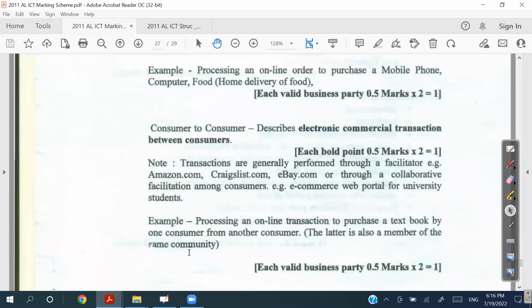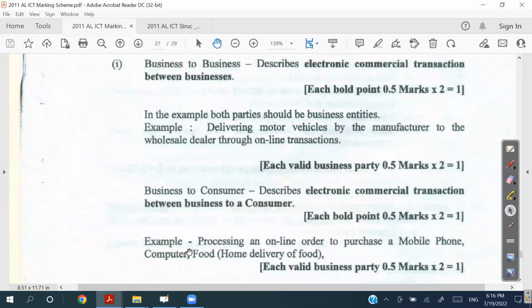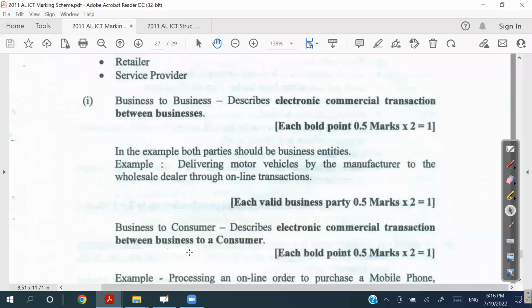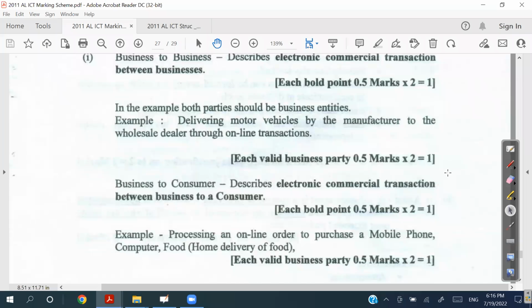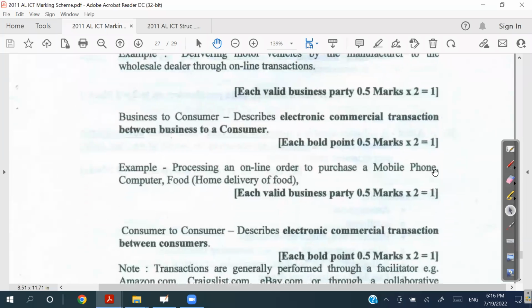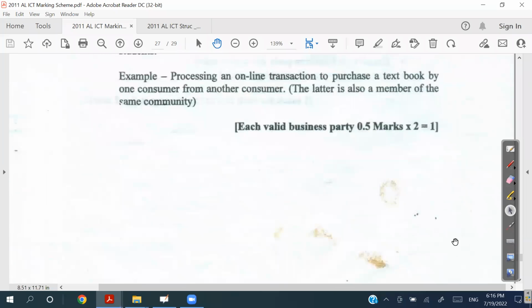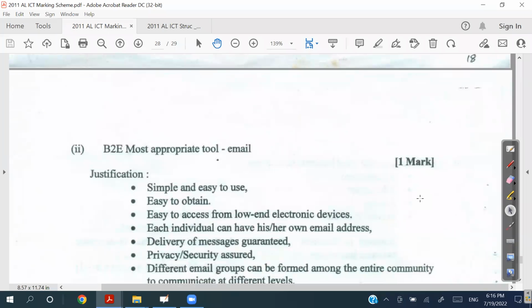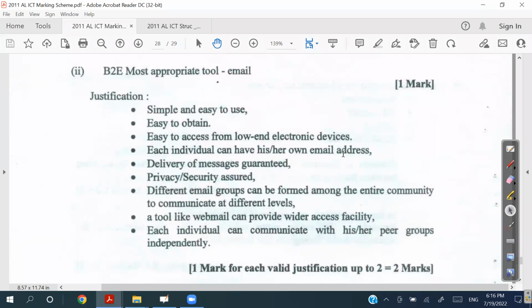Right? So likewise, how much have they given? They have given 2 marks. Yeah, 1 mark for the definition and 1 mark for the example. Right? So likewise, 6 marks is given for the entire thing. Right? People, is that clear?